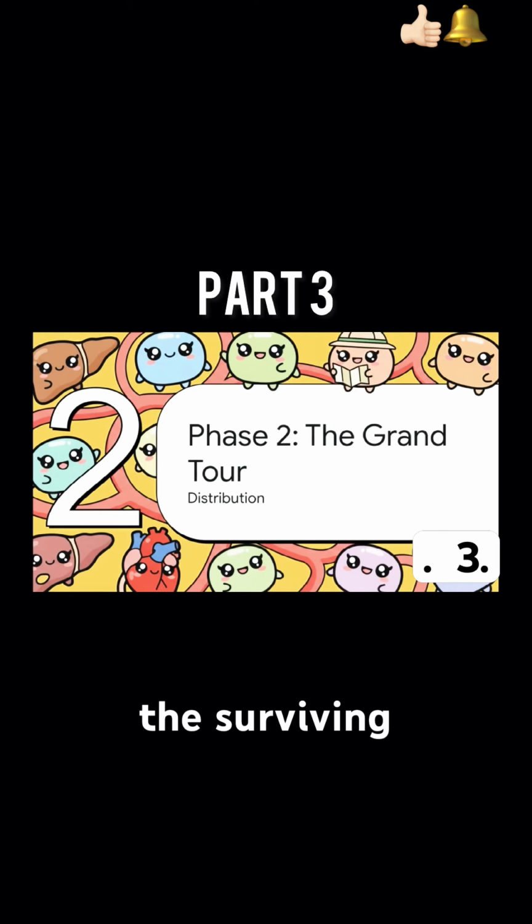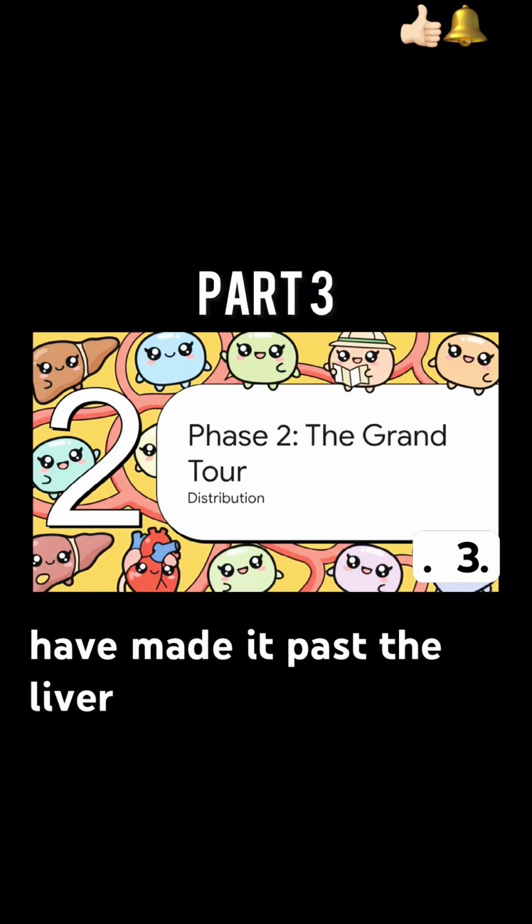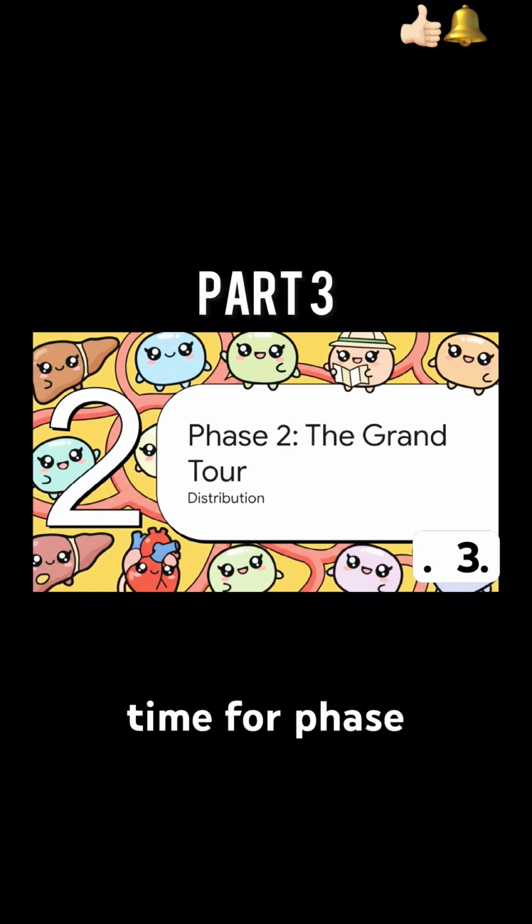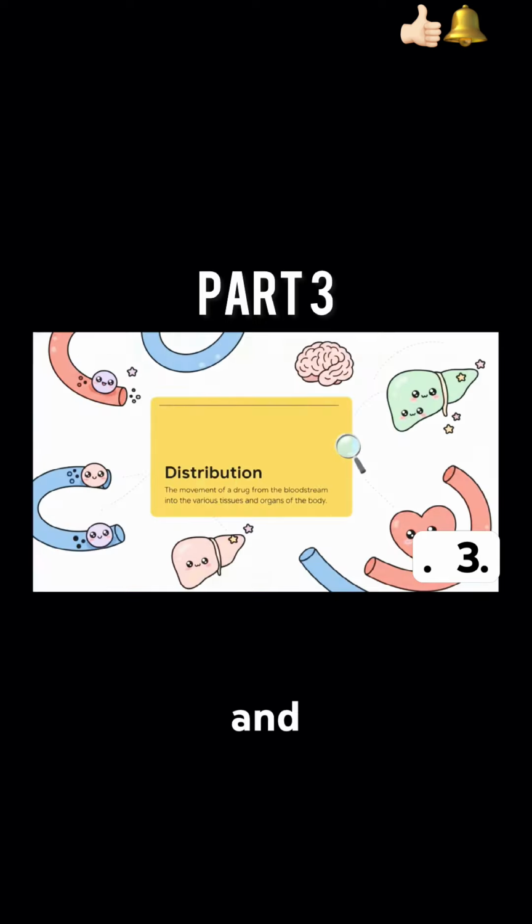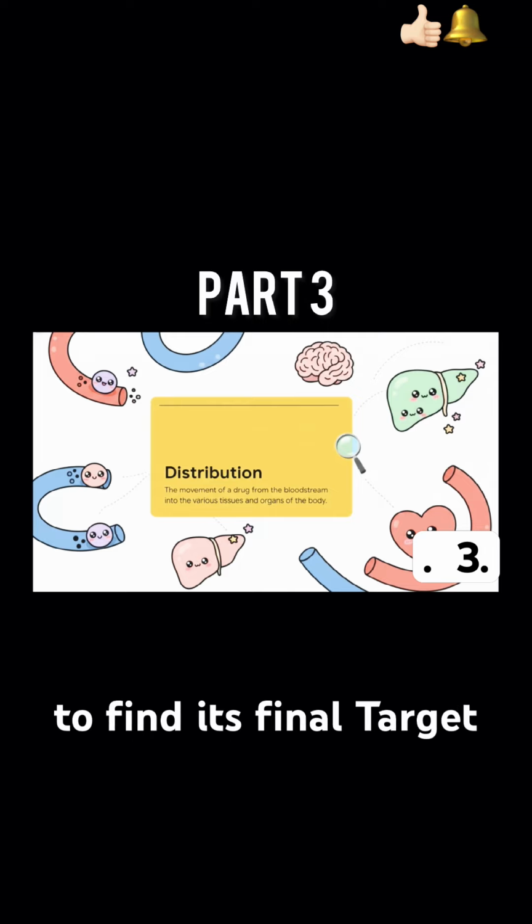Okay, so once the surviving drug molecules have made it past the liver and into the bloodstream, it's time for phase 2, the grand tour. This is what we call distribution. And distribution is pretty much exactly what it sounds like. It's the drug traveling all around your circulatory system, hopping out of the blood vessels and spreading out into all the different tissues and organs to find its final target.